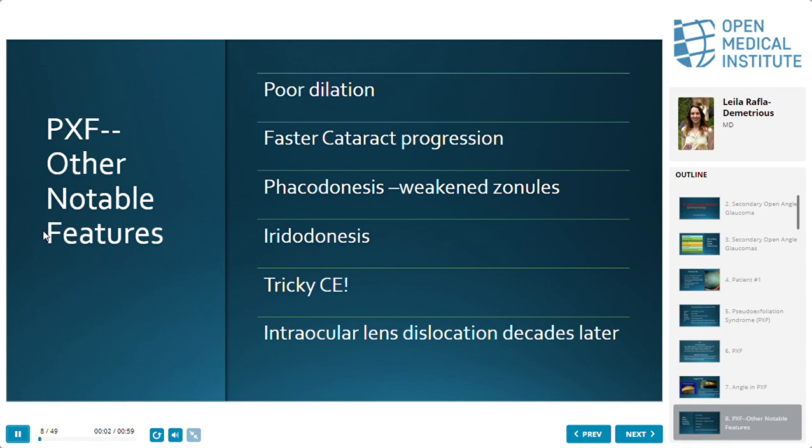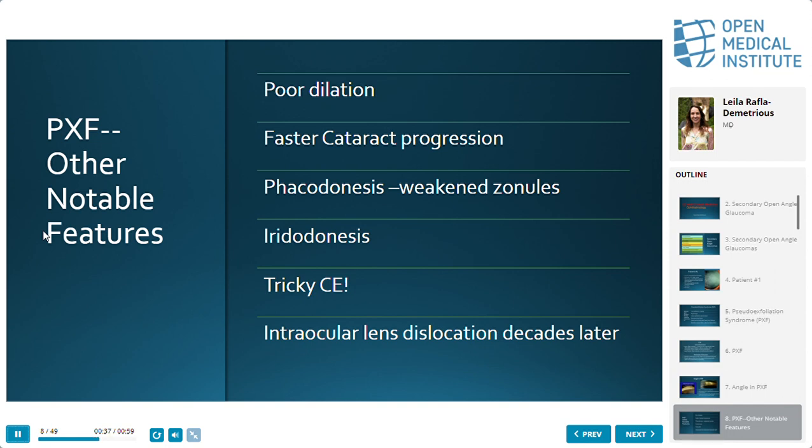So pseudoexfoliation, as we all know, or anybody who's done cataract surgery, is the bane of our existence. It does lead to faster cataract progression, but these patients also have poor dilation, so it can be a very tricky cataract extraction. It does lead to a weakened zonule, so even if it doesn't seem to be clinically wiggly. Like you'll see the actual cataract sometimes doing this, dancing around. We know that once you get in there and try to do anterior capsulorhexis, it can be very challenging. This can also lead to intraocular lens dislocation years later.